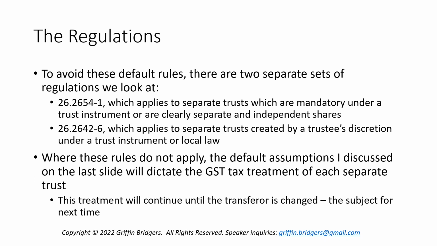So to avoid all 4 of those default rules, what we end up doing is looking to 2 separate sets of regulations. First, we have 26.2654-1. These really apply in situations where the creation of separate trusts is mandatory, either under the trust instrument or based on the structure of the trust as being clearly separate and independent shares. Then we have another regulation, which is 26.2642-6, which really applies to a situation where a trustee has the discretion to create separate trusts either under the trust instrument or under local law.